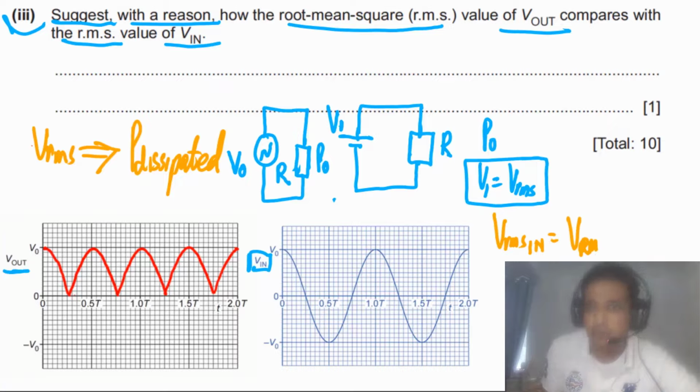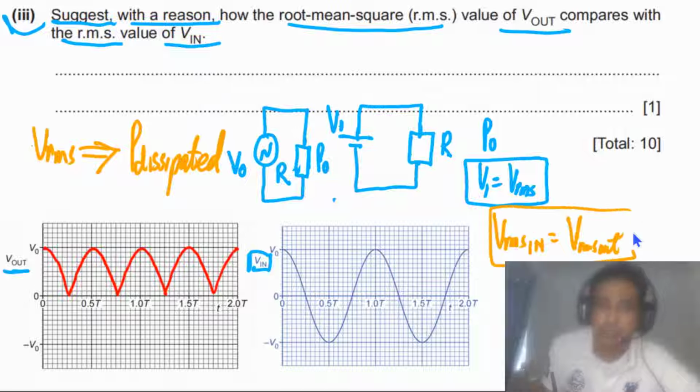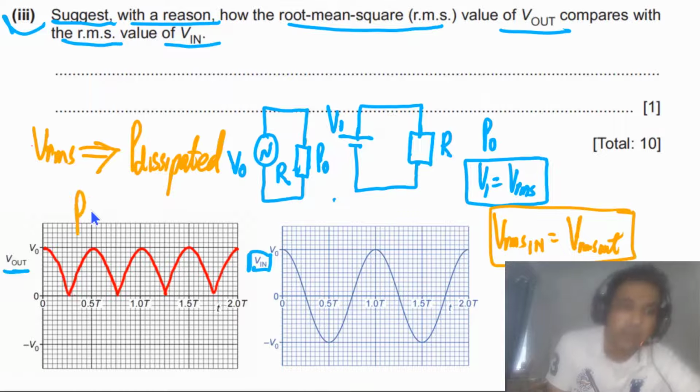So let me use small letters here. So we are using VRMS. So small letters VRMS out. So they are the same. We can also understand average power dissipated. So we can write here average mean power dissipated, or you can say average power dissipated.